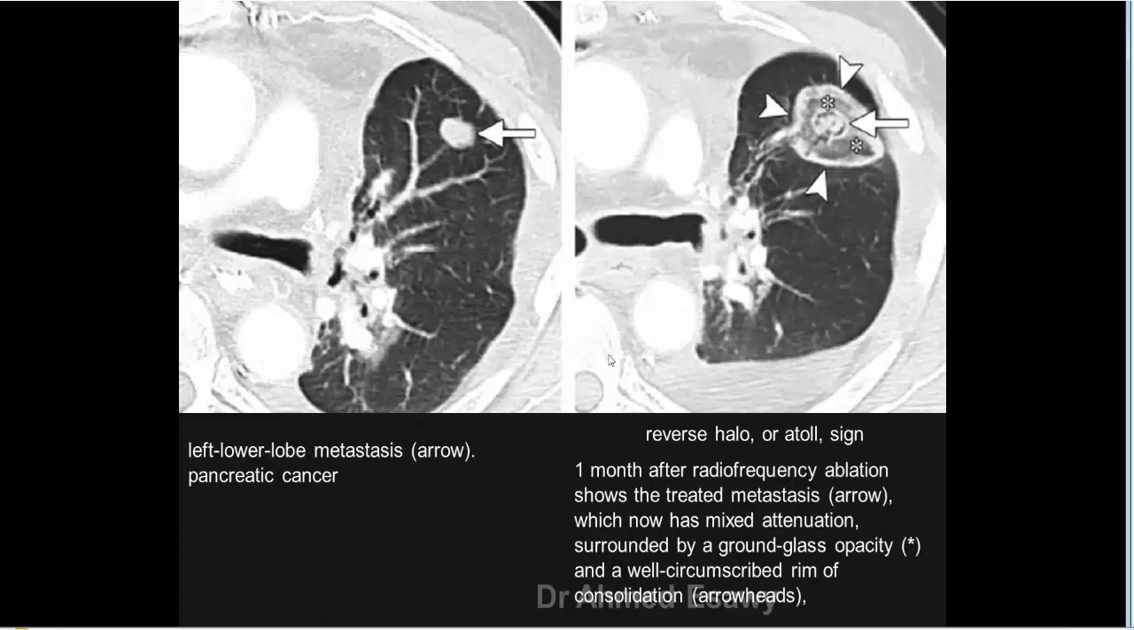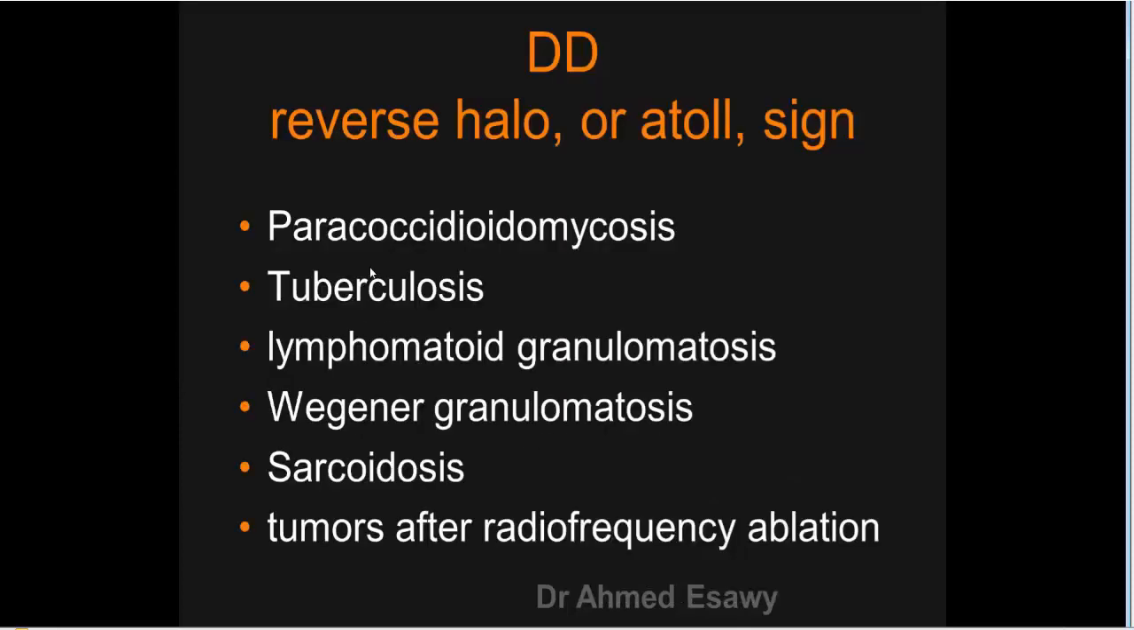This is what we mean: after 1 month of radiofrequency ablation, the treated metastasis shows high mixed attenuation surrounded by ground glass opacity. I will circumscribe the rim of consolidation present. This is the reverse halo sign. Reverse halo sign differential diagnosis: atoll sign, paracoccidioidomycosis, tuberculosis, lymphomatoid granulomatosis, Wegener granulomatosis, sarcoidosis, and tumor after radiofrequency ablation.